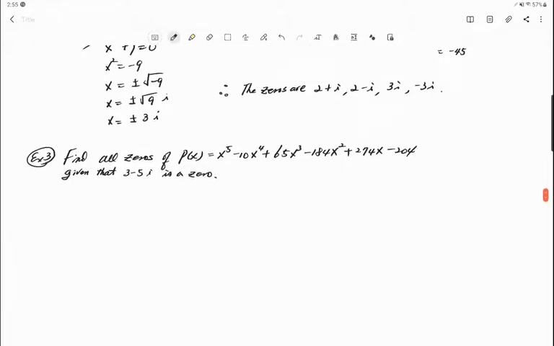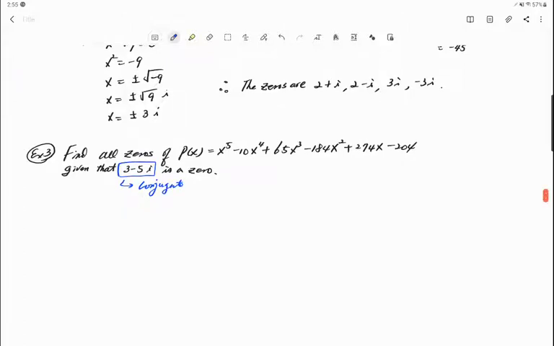Find all zeros of the polynomial given that 3 minus 5i is a solution. So we know this is a solution, right? And all the coefficients are real numbers. So this implies that the conjugate, which is 3 plus 5i, is also a solution.